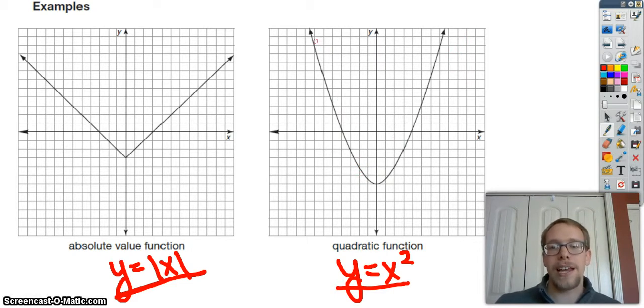And notice that as these approach their vertices, here the slope is constant on this side, and then on this side it's constant, but it changes from a negative slope to a positive. Here on the quadratic function, the slope gets less and less steep until the slope is actually 0 at this point, and then it gets steeper. So this slope gets more and more steep here, but it gets less and less steep on this side. So again, definitely not a constant rate of change throughout these two functions.